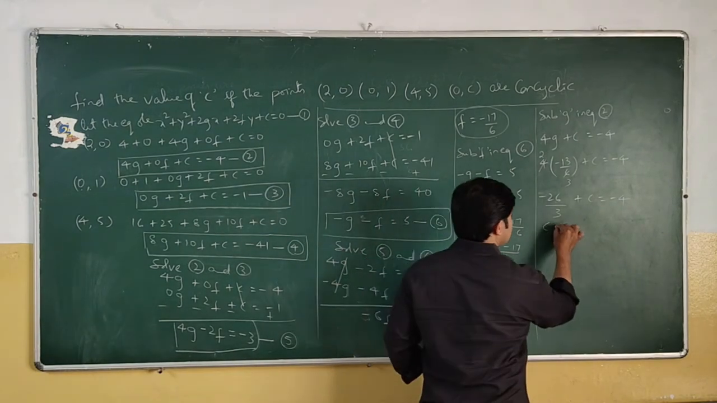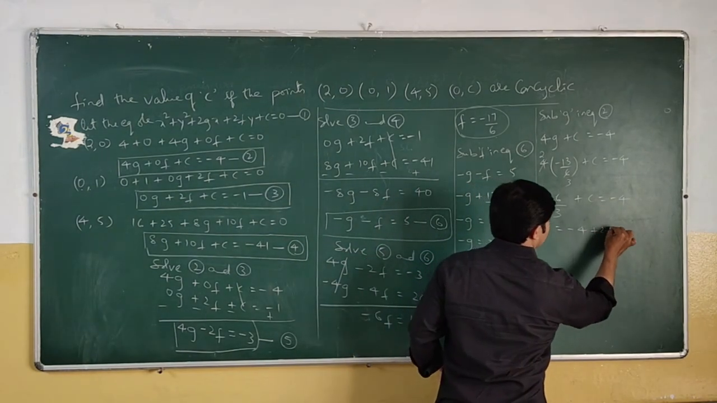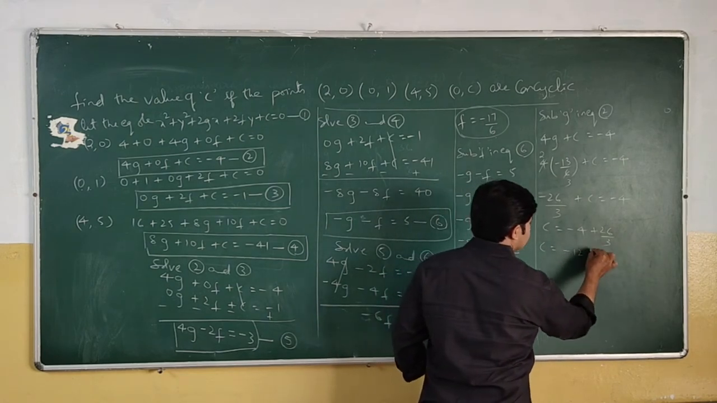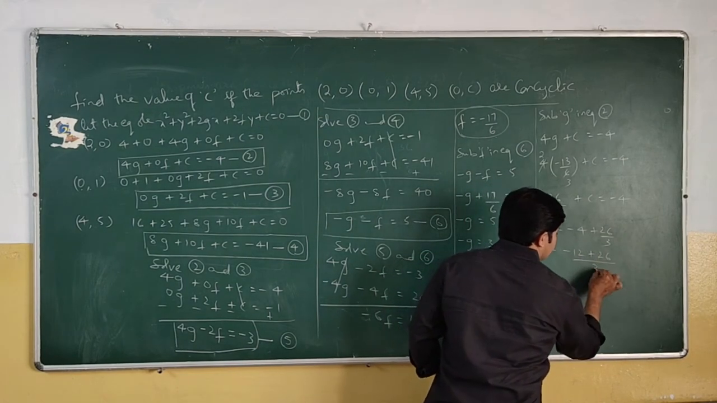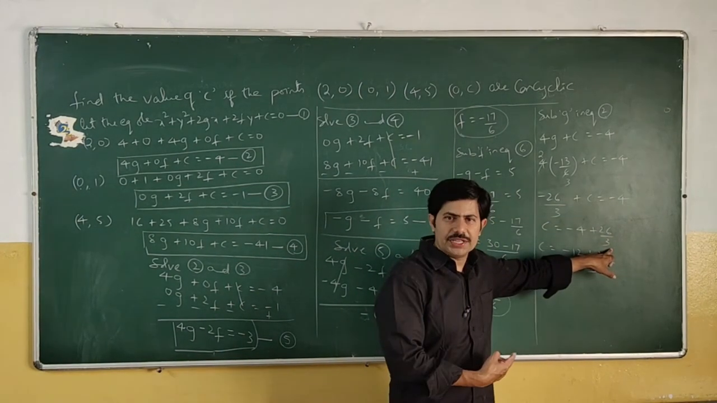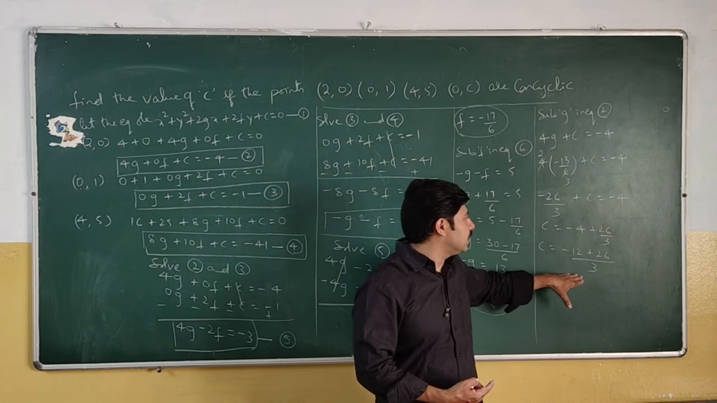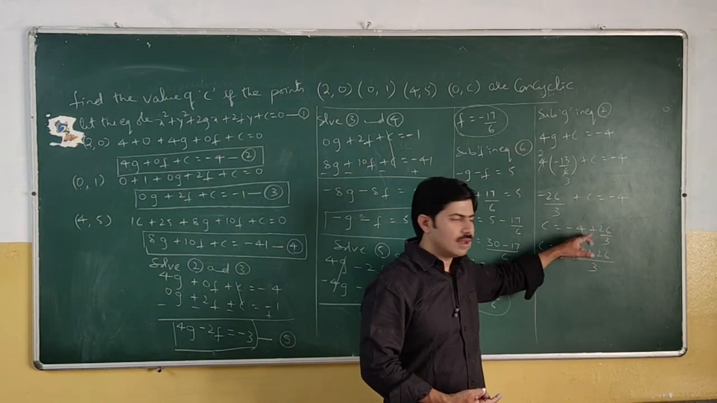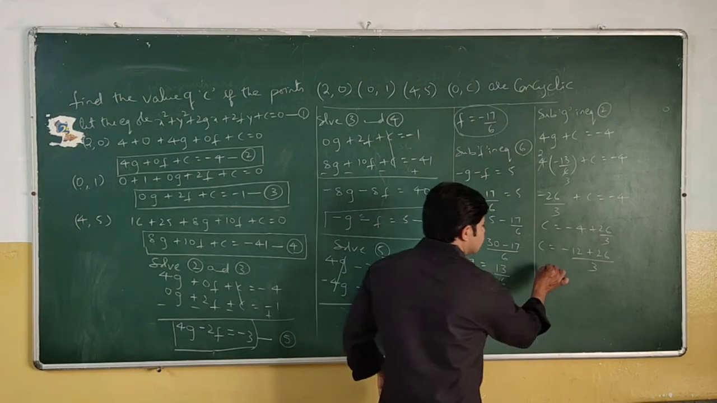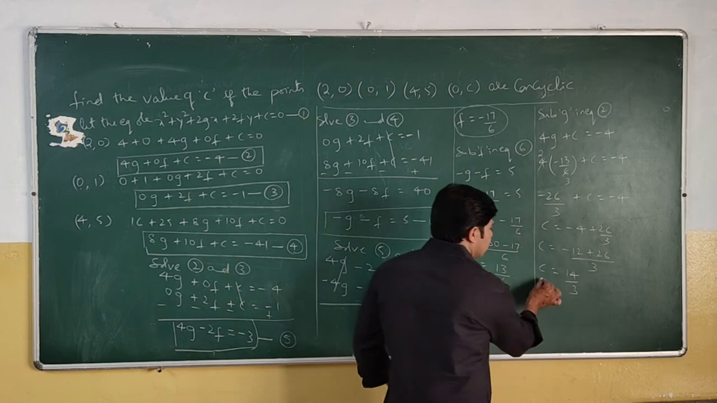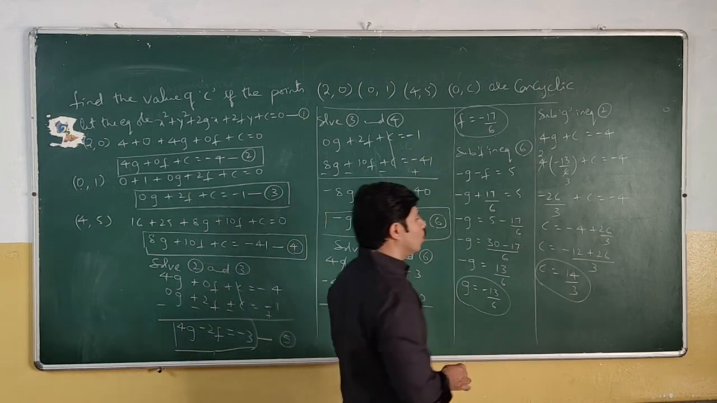So c is equal to minus 4 plus 26 by 3. Transposing, minus 26 by 3 will become plus 26 by 3. After that I am taking LCM, I will get c is equal to minus 12 plus 26 by 3. So what is c value we get? 14 by 3.